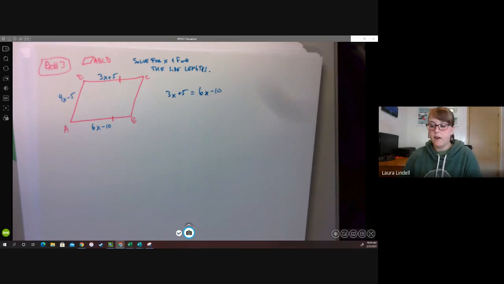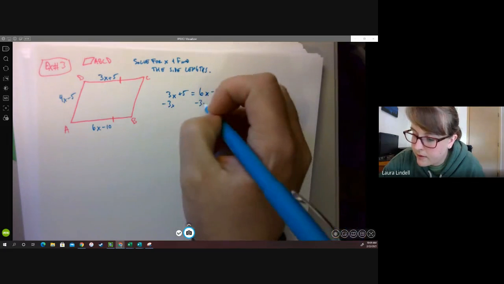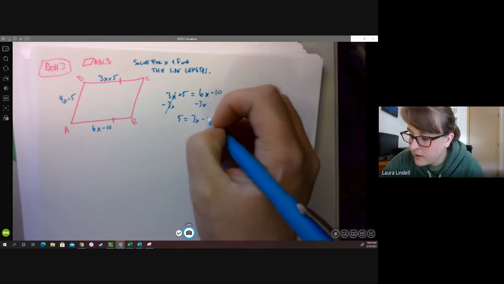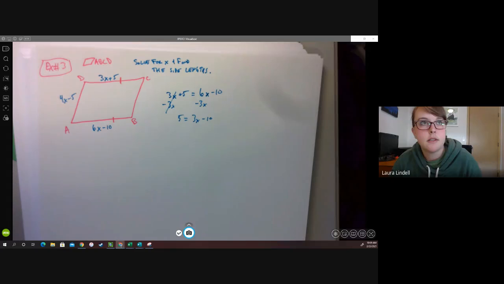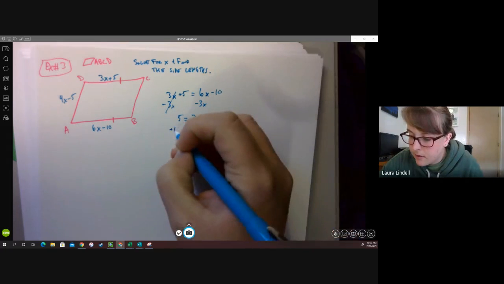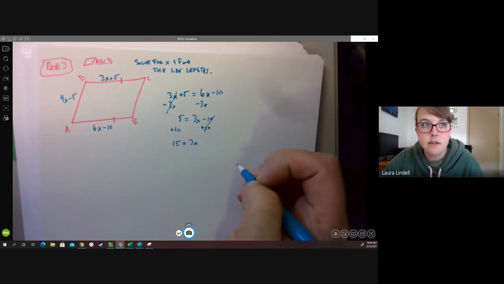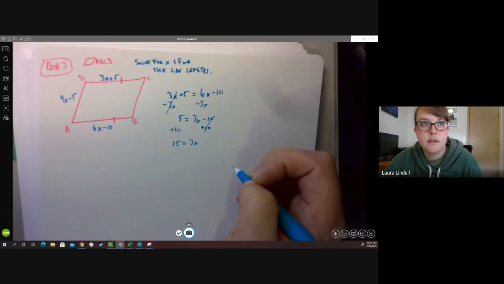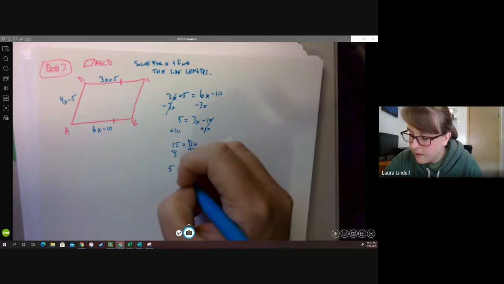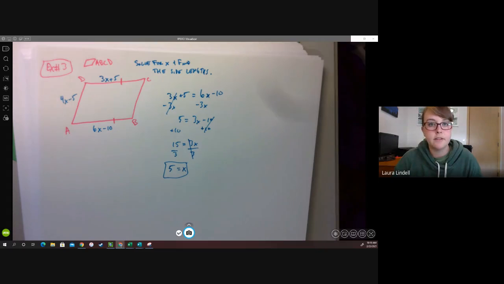And then we're just solving for x. So I'm going to subtract 3x from both sides. We get 5 equals 3x minus 10. We add 10 to both sides to get 15 equals 3x. Divide by 3 on both sides to get 5 equals x. So that's part of our answer because we were asked to solve for x.